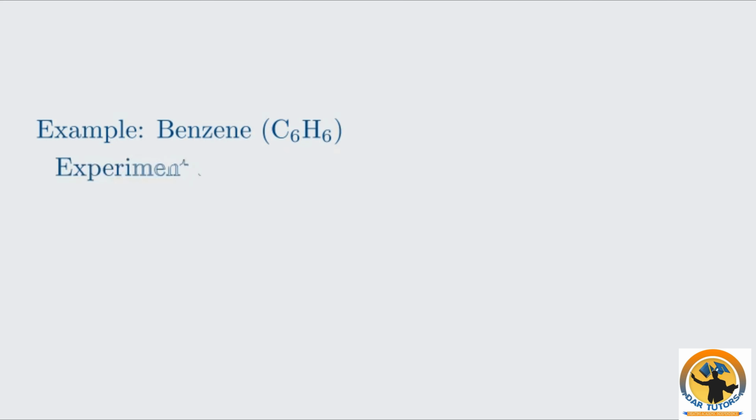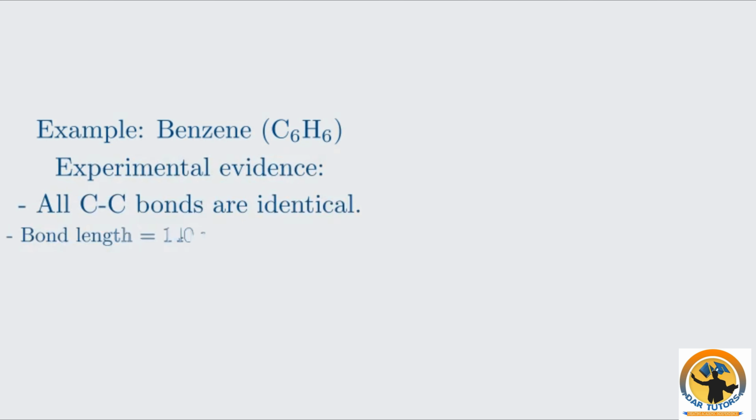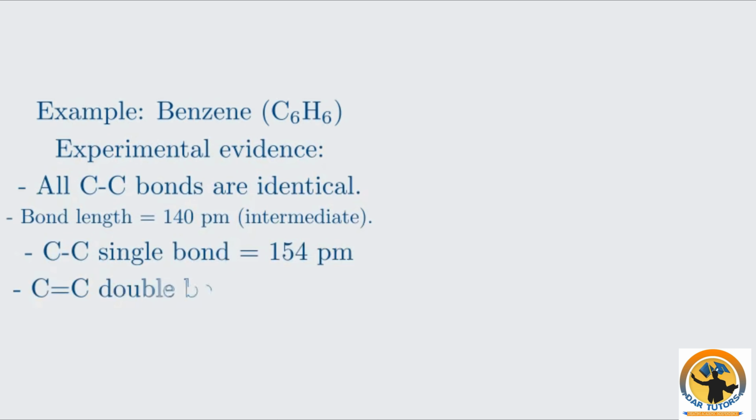Experimental evidence, namely X-ray diffraction, shows that all 6 carbon-carbon bonds in the benzene ring are identical. Their length, 140 picometers, is intermediate between a typical C-C single bond, 154 pm, and a C=C double bond, 134 pm. This again is characteristic of a resonance hybrid where the electrons are delocalized.